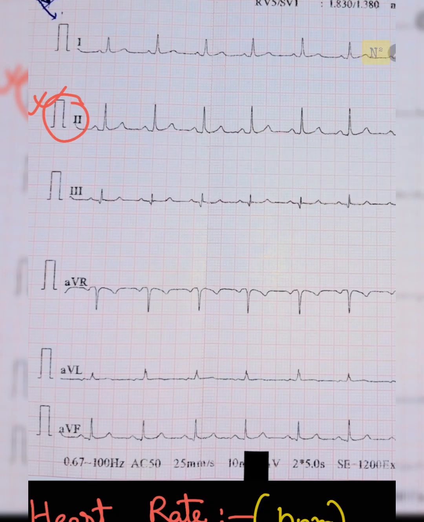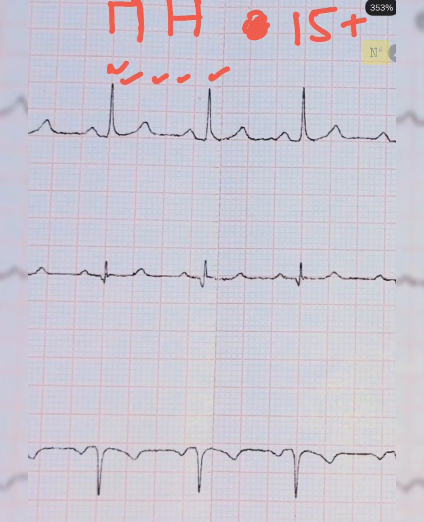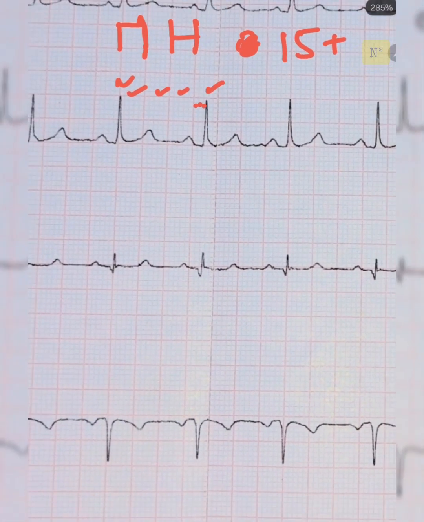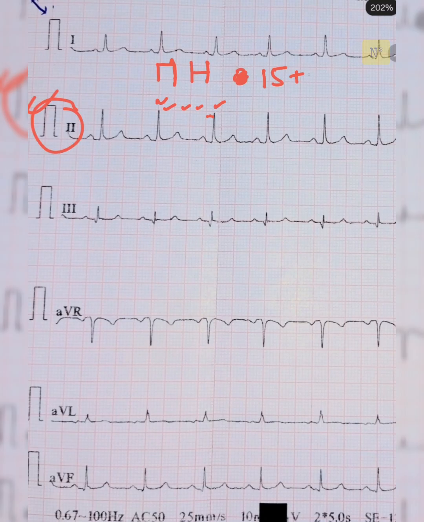Okay, so these are the two R waves. How many small boxes are there? Since we know that in between two thick lines there are 5 small squares, if I'm getting 1, 2, 3 large boxes, that means 5 times 3 is 15 small squares, plus 1, 2, 3, so 15 plus 3, we are getting 18 small boxes.